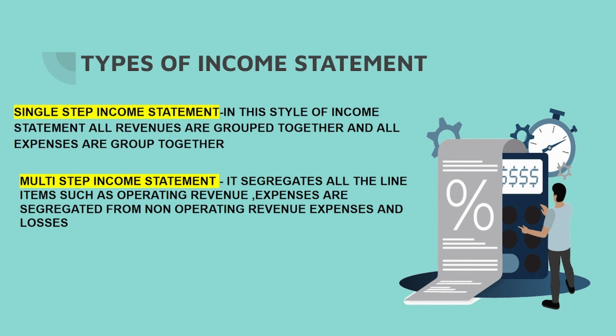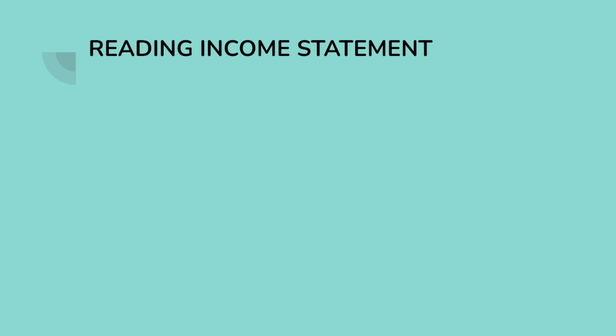In a multi-step income statement, all the line items are segregated. For example, the operating revenue and operating expenses will be segregated from non-operating revenue and non-operating expenses. So here we will take the example of a multi-step income statement. Now we will learn how to read an income statement.